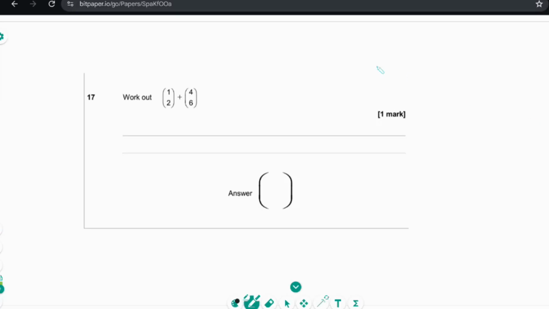Question 17, work out the addition of these two vectors. 1 plus 4 is 5, 2 plus 6 is 8.